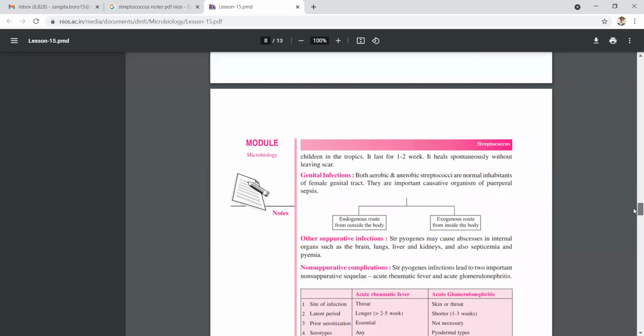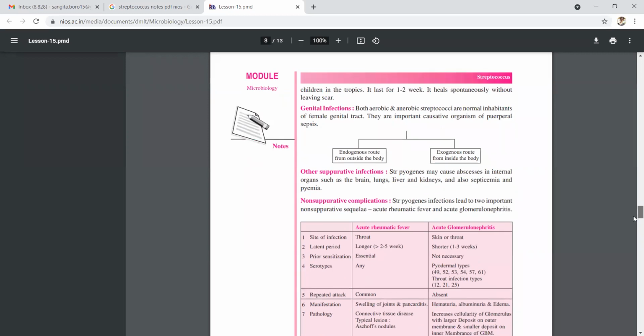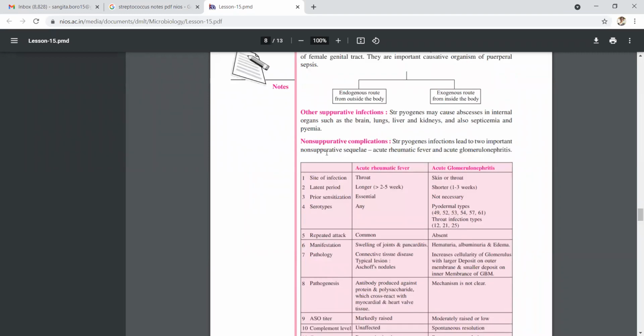It also causes genital infection. Both aerobic and anaerobic streptococci are normal inhabitants of the female genital tract, and they may cause infection when they become opportunistic. There are other suppurative infections that may happen in internal organs like brain, lungs, liver, and kidneys, and also septicemia and pyemia. Then there are non-suppurative complications like rheumatic fever and acute glomerulonephritis. Glomerulonephritis is when it affects the nephrons in the kidneys.